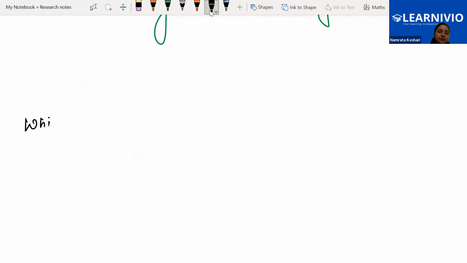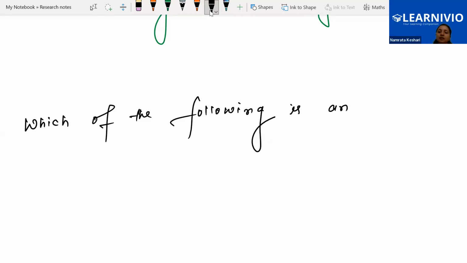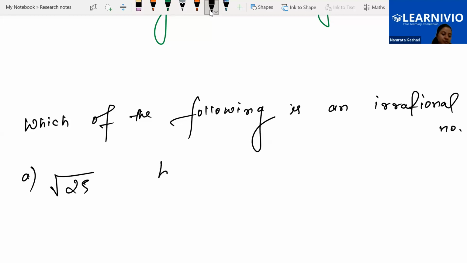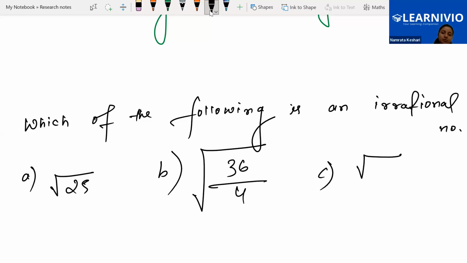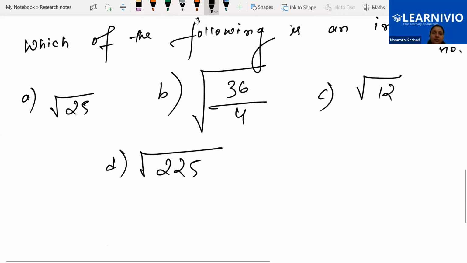Which of the following is an irrational number? If you understand irrational, then you will be able to answer. Root 25, root 36 by 4, root 12, root 225. Tell me, under root 12, is it so? I'm not sure.